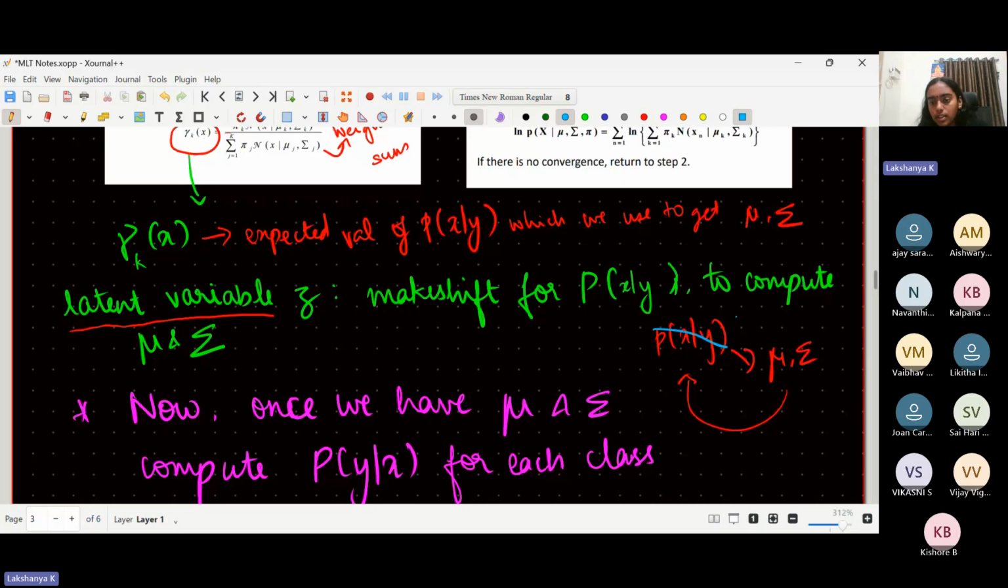So instead of this actual thing, I'm using this gamma, which is like a dummy or a substitute in place of this. Using this, I'll get mu and sigma, and then using this, I'll get p of x given y. Using this, I'll get p of y given x, and then my GMM will do the classification. This is the idea. So this is why we compute these responsibility terms.